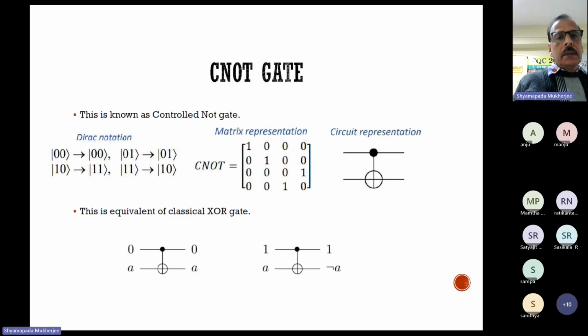So let us have this type of thing. Now you see the CNOT gate, the control NOT gate. For quantum computation, it acts like this: 0 0 goes to 0 0, 1 0 goes to 1 1, 0 1 goes to 0 1, and 1 1 goes to 1 0. And that is given by this matrix representation. The circuit symbol is like this.